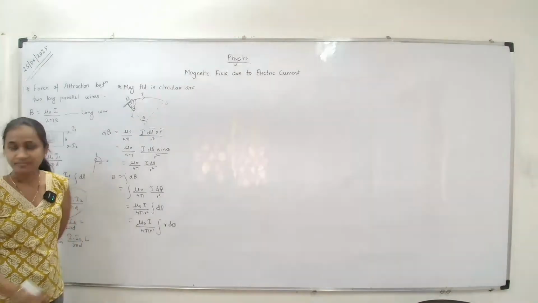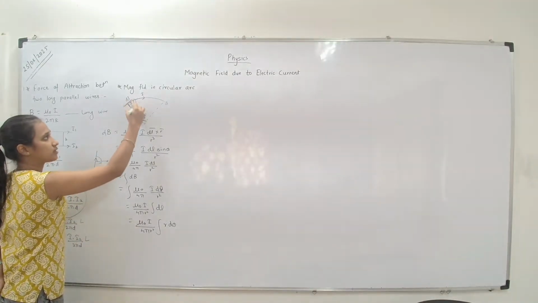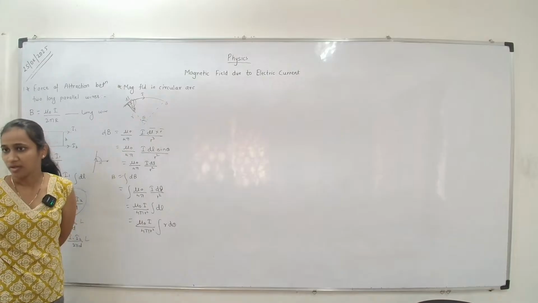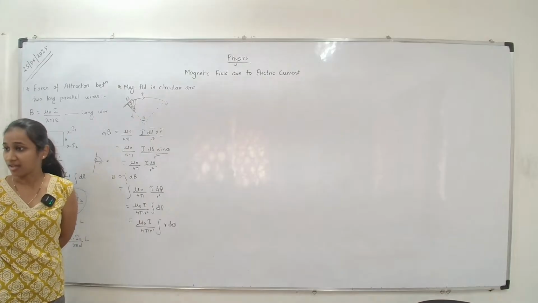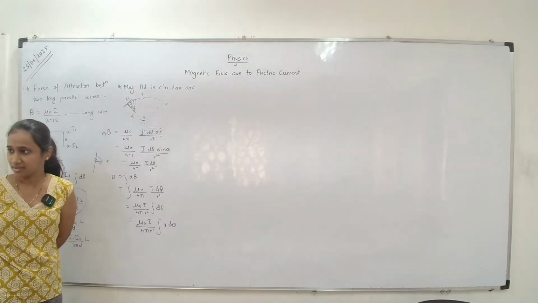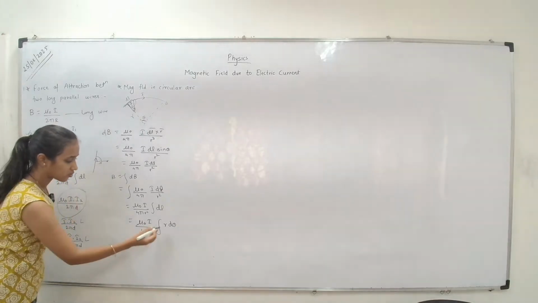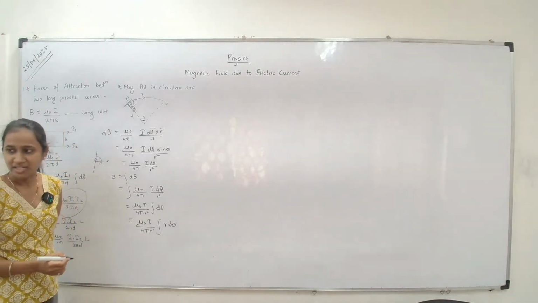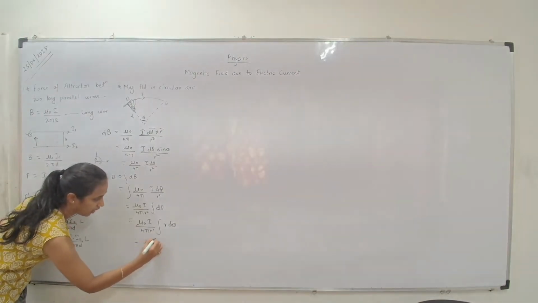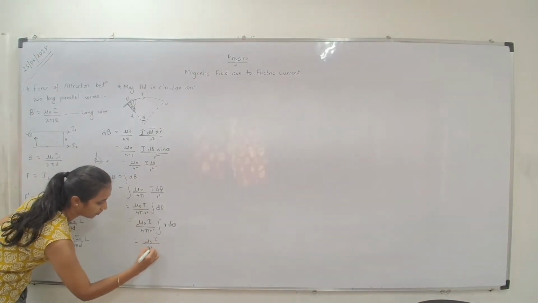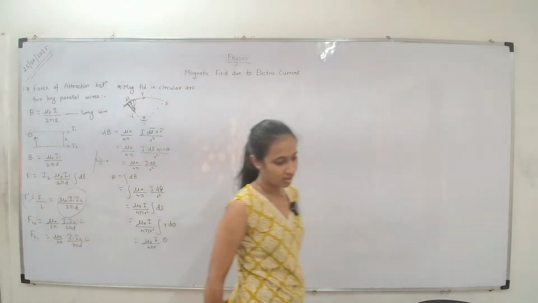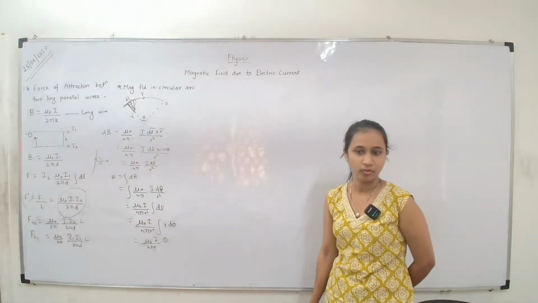Understood? dl is this much only. So if you take this, the amount of theta is very, very small. So take sin theta, tan theta, opposite, cos, anything. For very small theta you can approximate as d theta directly. Okay. So r will come out again, and the integration of d theta is theta. So mu naught I upon 4 pi r into theta. So this is your equation number 10.48.